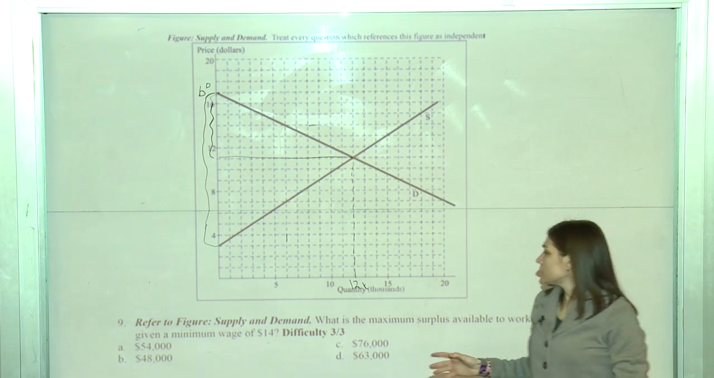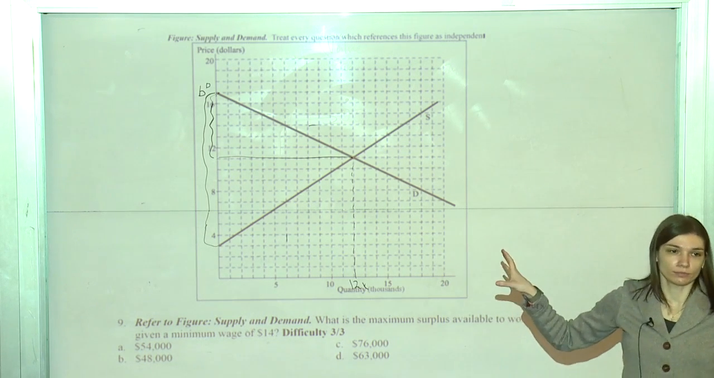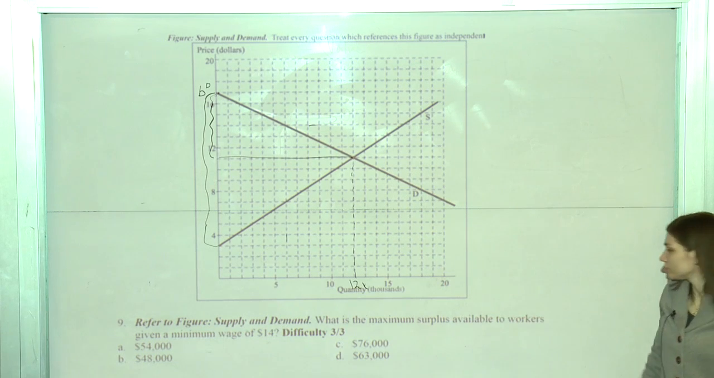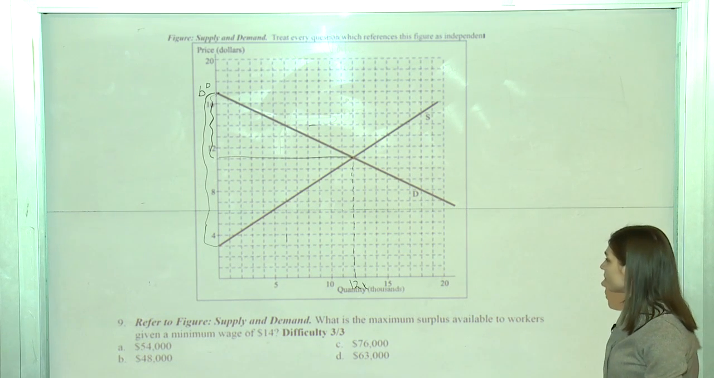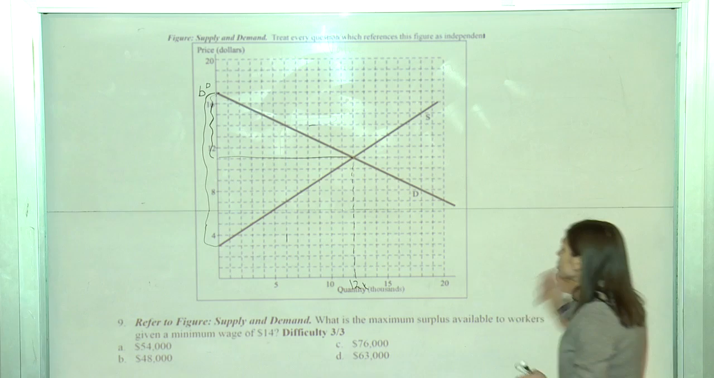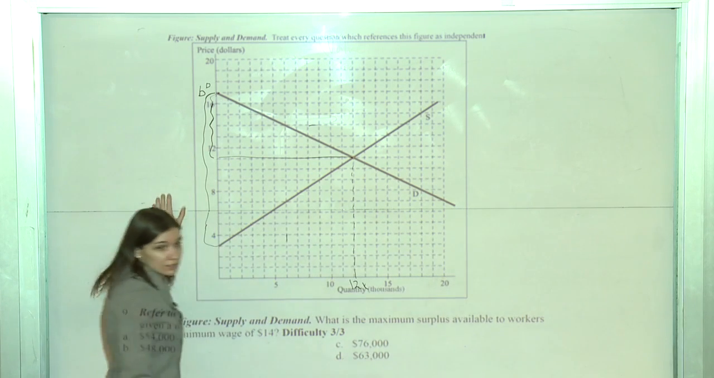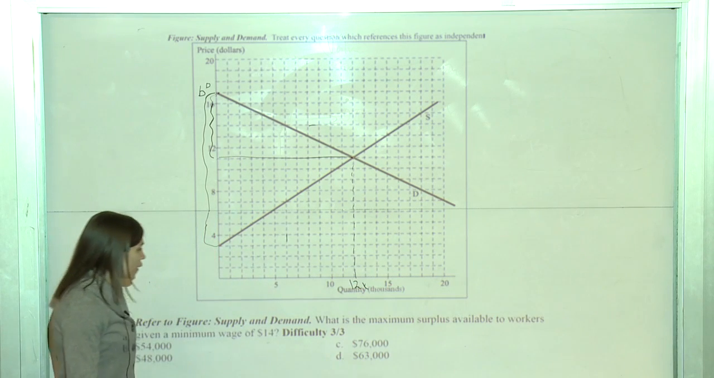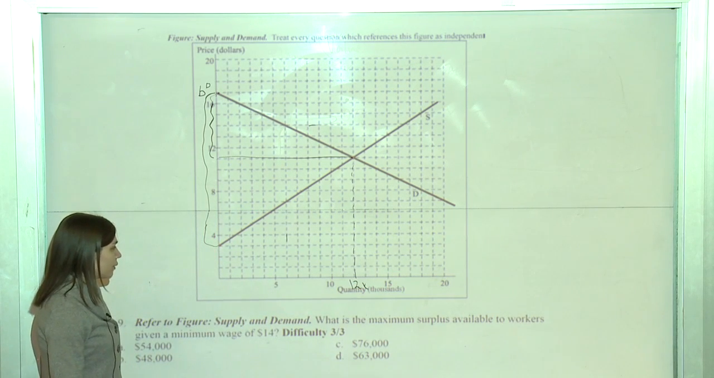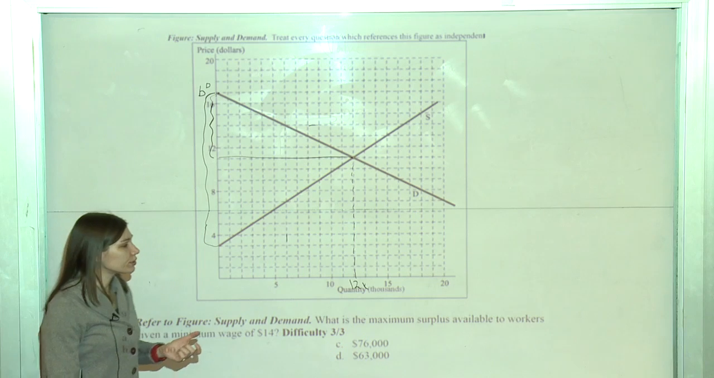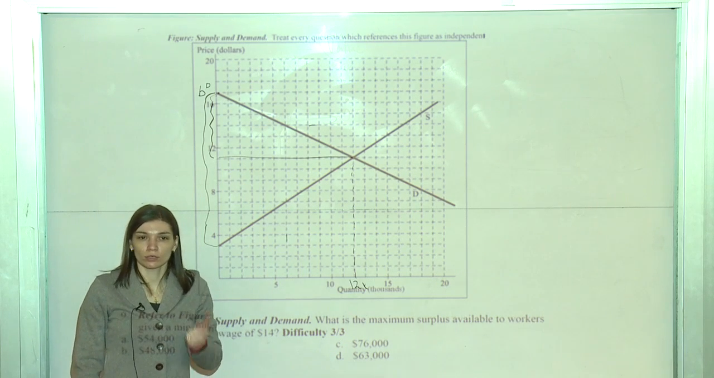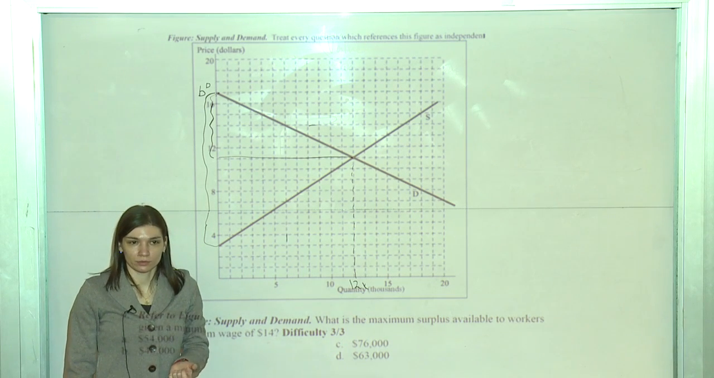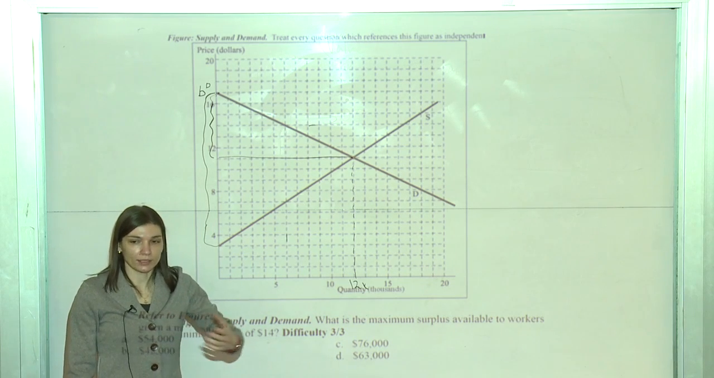So now we are at the market for labor, because we have workers and minimum wage. This is the price of labor, or wage, and this is the supply of labor. In this scenario, are the workers buyers or suppliers? Suppliers, right? They supply the labor.